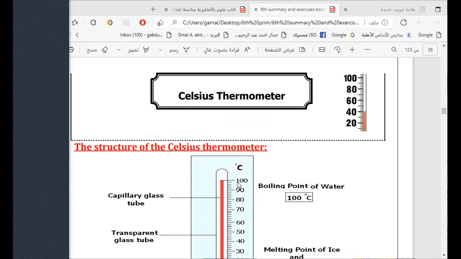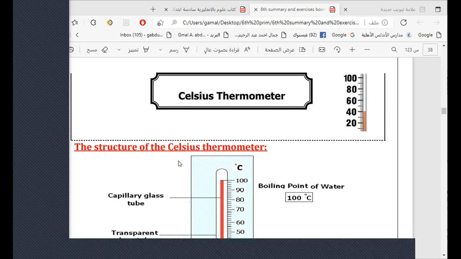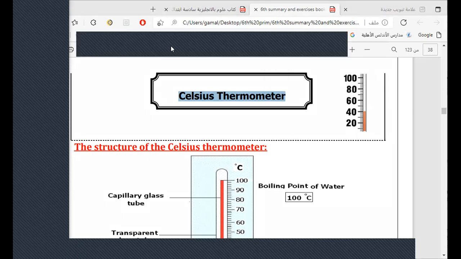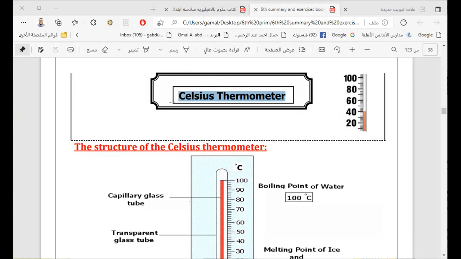100 degrees Celsius is the boiling point of water, and wait a minute, the freezing point. Andreas Celsius was a Swedish scientist who invented the Celsius thermometer. The word Celsius comes from the name of the scientist, Andreas Celsius, who invented the first Celsius thermometer. So we use his name in the name of the thermometer. It refers to the name of a scientist.